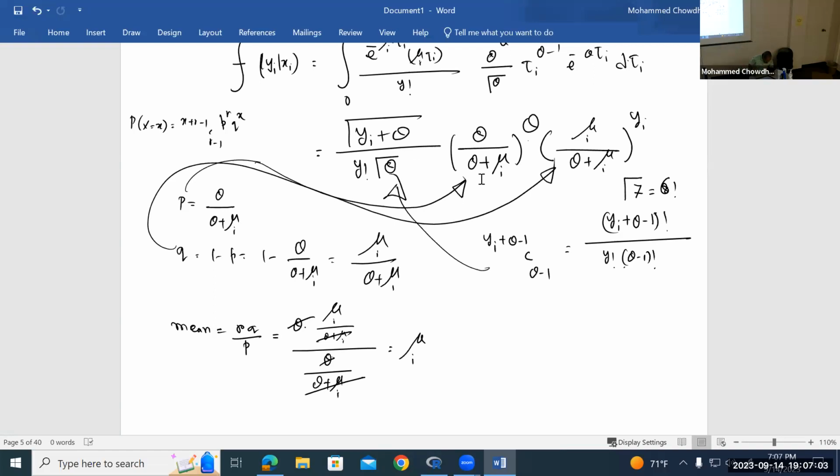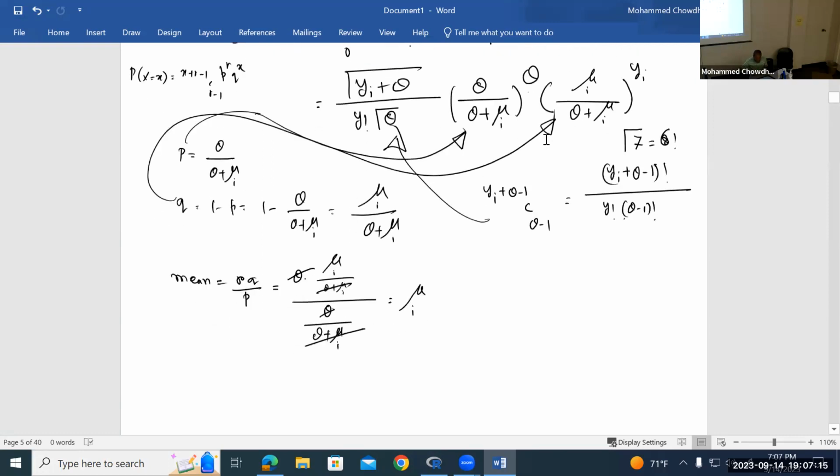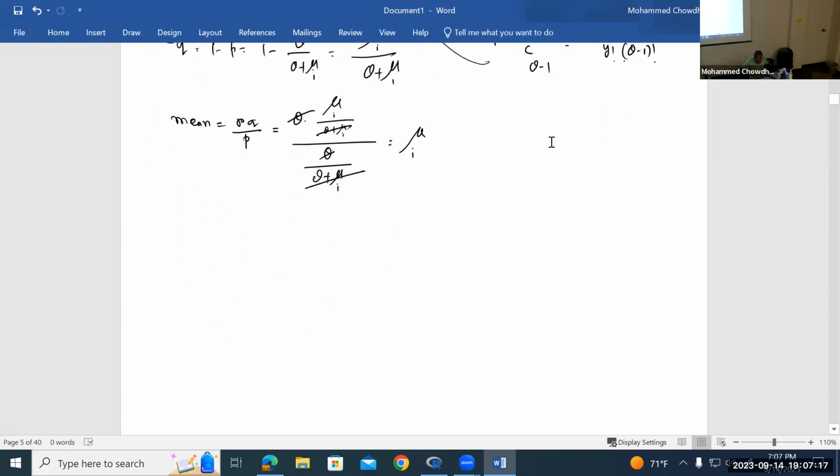So similarly, we have to prove there, and then I will do the likelihood function. Then we are done. Then we will go for our programming and real life explanations. So mean equal to RQ over P, and variance equal to RQ over P square, original.